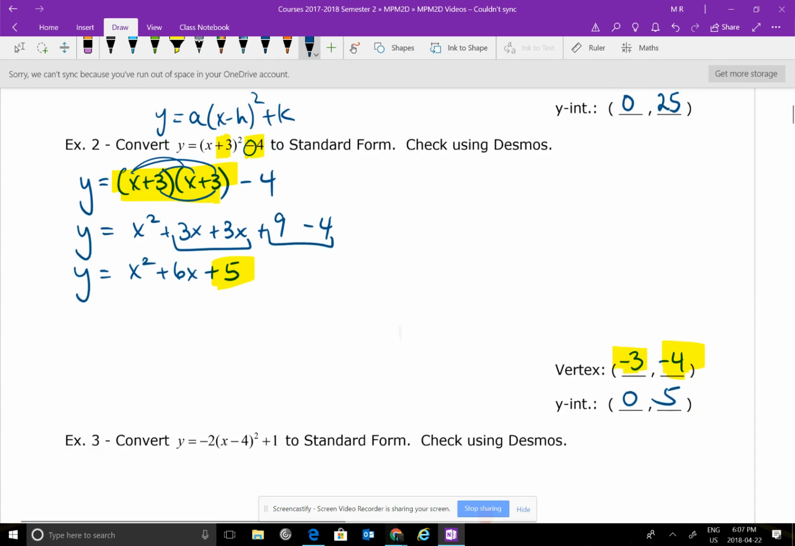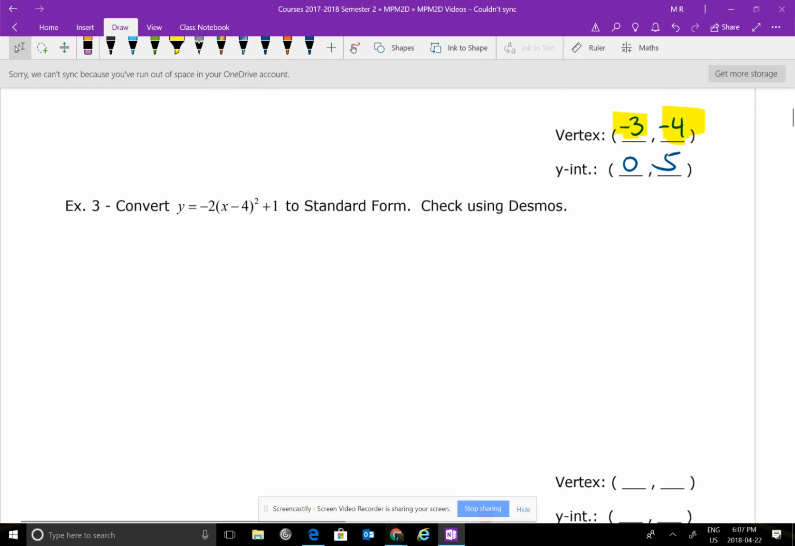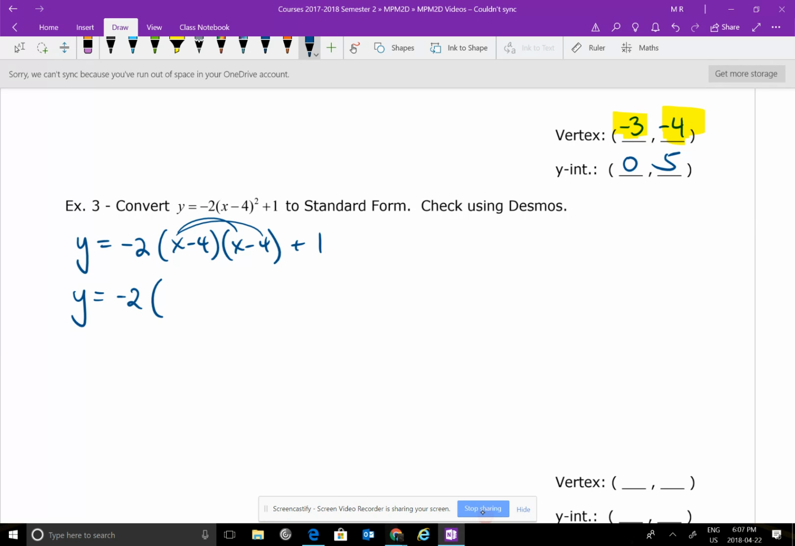Okay, let's try another one. So let's convert this one into standard form, and we're going to check using Desmos. So if I convert this into standard form, the way we do this is by saying y equals negative 2. Turn the bracket x minus 4 squared into x minus 4 times x minus 4. And don't forget you have a plus 1 outside. Okay, so we're going to expand by distributing the terms in the brackets like before. So we're going to say y equals negative 2. Let's create some brackets here because you don't want to mess up that negative 2.